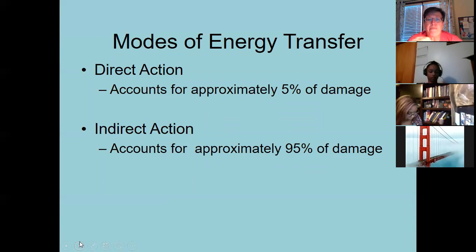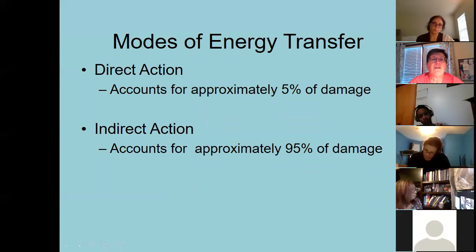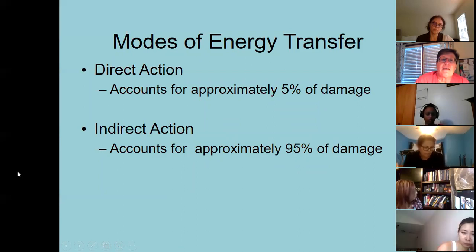What do you think happens when the target molecules are damaged? What do you think happens?